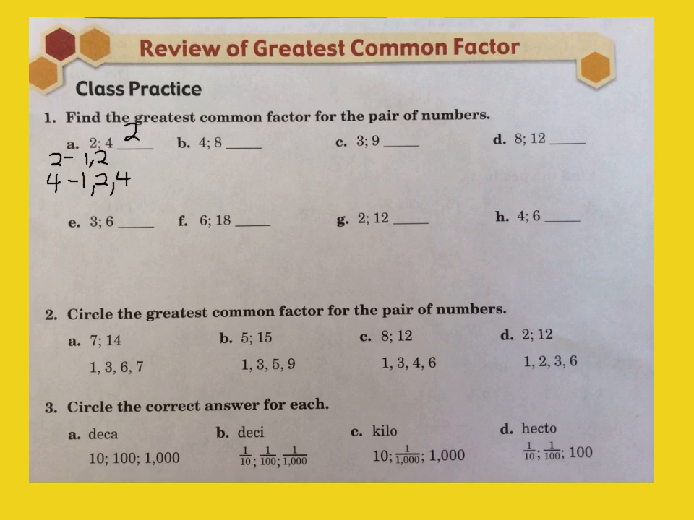Okay, letter B, we have 4 and 8. What are our factors for 4? It's 1, 2, and 4. Our factors for 8 would be 1, 2, 4, and 8. And so our greatest common factor would be 4.